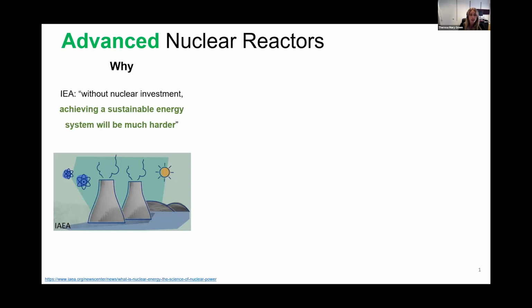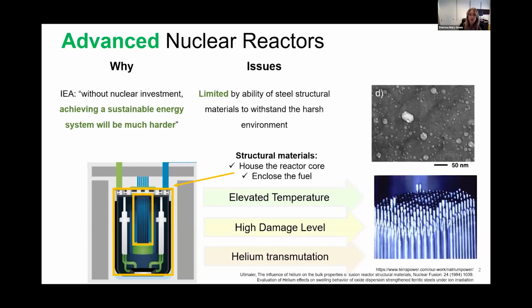And as the IEA said, without nuclear investment, achieving a sustainable energy system will be much harder. So we care about nuclear for its ability to provide a cleaner and greener future. However, advanced reactors' operability and lifetimes are limited by the capabilities of traditional steel alloys that are used to construct the reactor cores. These materials are called structural materials as they house the reactor core and encase the nuclear fuel.